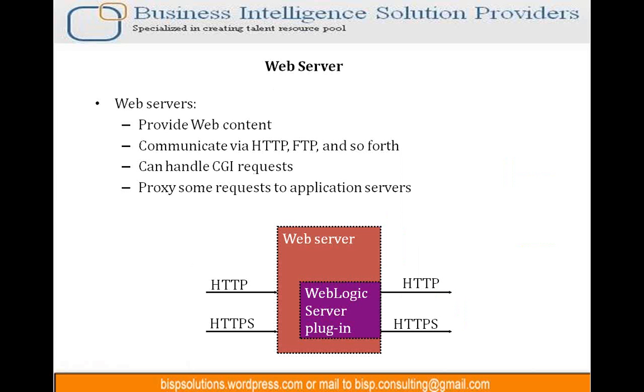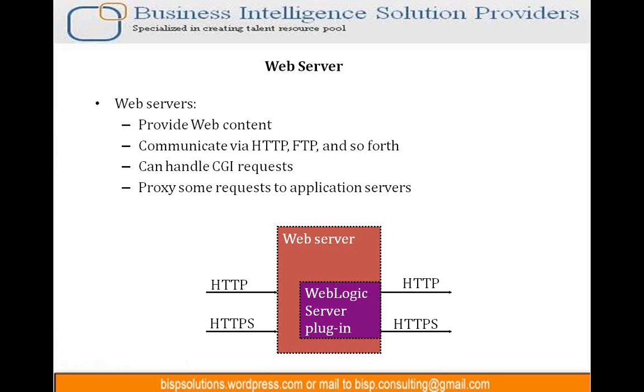And the proxy server is again different from the web server. You could see certain similar capabilities: web servers serve web requests, communicate via HTTP, FTP, and so forth, can handle CGI requests, and can proxy some requests to the application servers. So it has some minor similarities with the proxy server, wherein it proxies the request to the application servers. For web servers, WebLogic provides plugins. This is a piece of code built in C and C++ that needs to be embedded with the web servers. The web server would interact with the plugin code, which would handle all the HTTP and HTTPS requests.